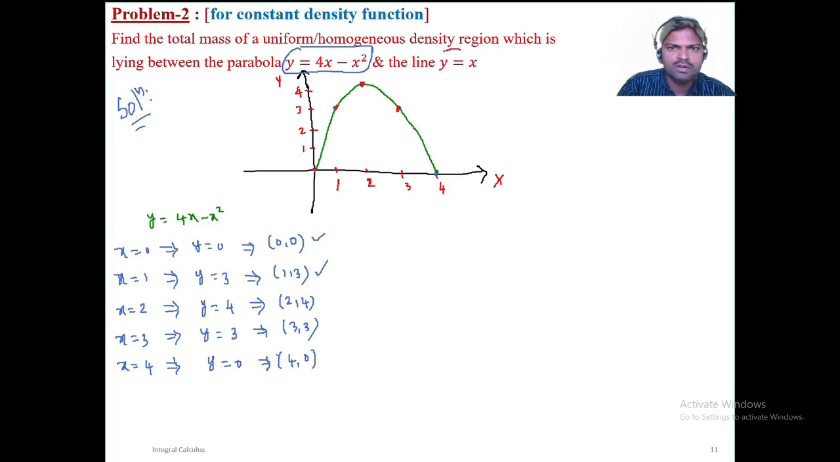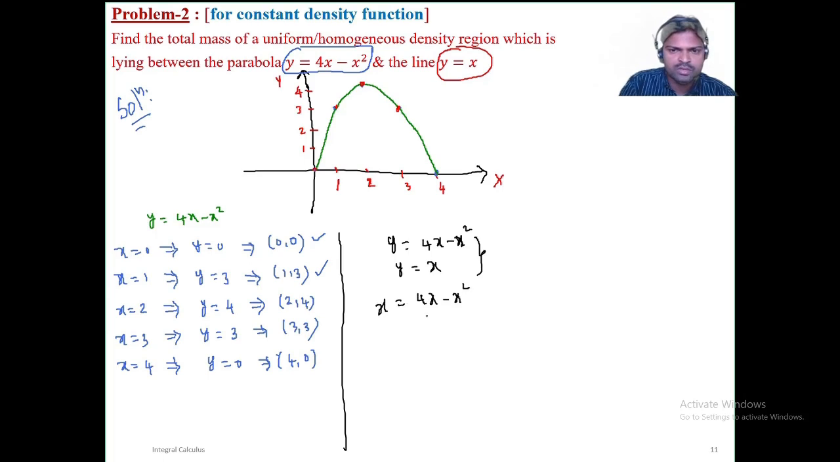Next y is equal to x. First let us find the intersection point so that we can understand where the line is passing. From y equals 4x minus x square and the line y equals x, I can say that x is equal to 4x minus x square. Bringing this side, x square minus 3x equals 0. So x is common, x times x minus 3, therefore clearly x is 0 or x is equal to 3.